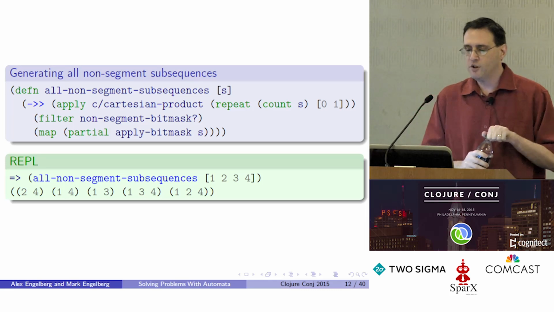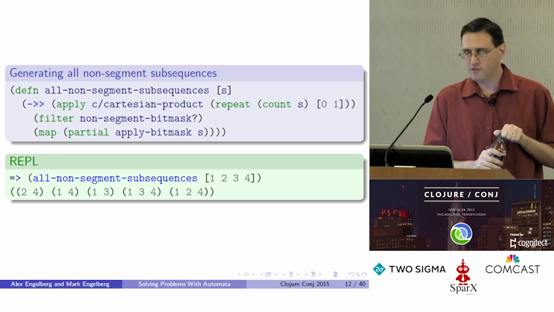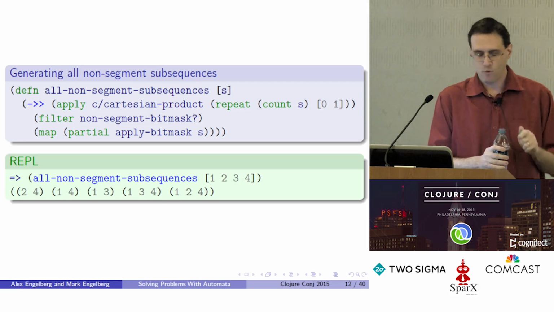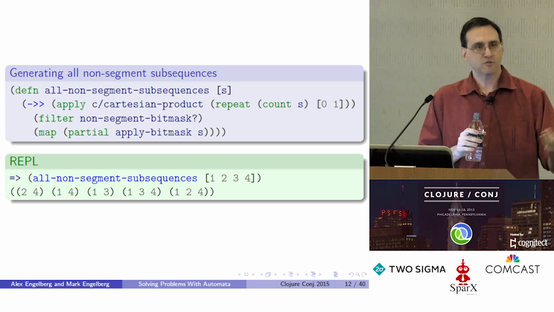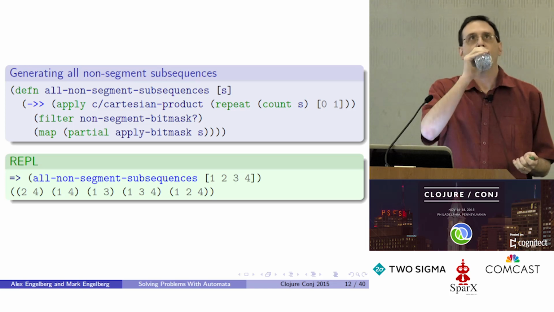We need to filter on this non-segment bitmask. And then we do that apply bitmask function to extract out all the sequences.